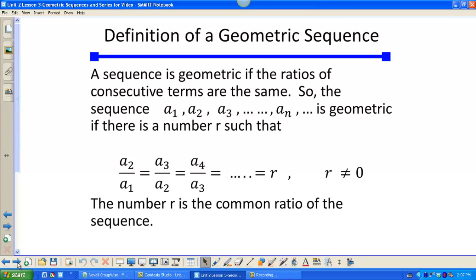That is the definition of a geometric sequence. It's a sequence where, if the ratios of the consecutive terms are the same, then there is a number r such that when you take the second term over the first term, the third term over the second term, the fourth term over the third term, and so on, you get r, which is the common ratio of the sequence.